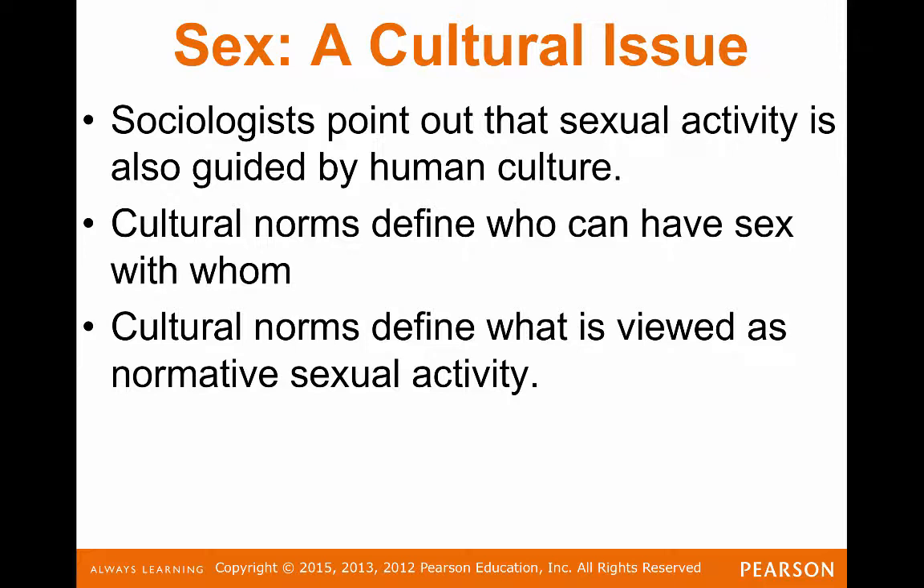Also, the biological sex of our partners, right? We construct heterosexuality as normative and natural, and we construct any different expressions of sexuality as wrong. And then people even say, oh, that's not natural. And you're like, really? If it's not natural, then why does it happen in nature? Because that's kind of the definition of natural. Anyway, cultural norms define what's viewed as normative sexual activity, and people that differ from that are considered deviant and they are punished.